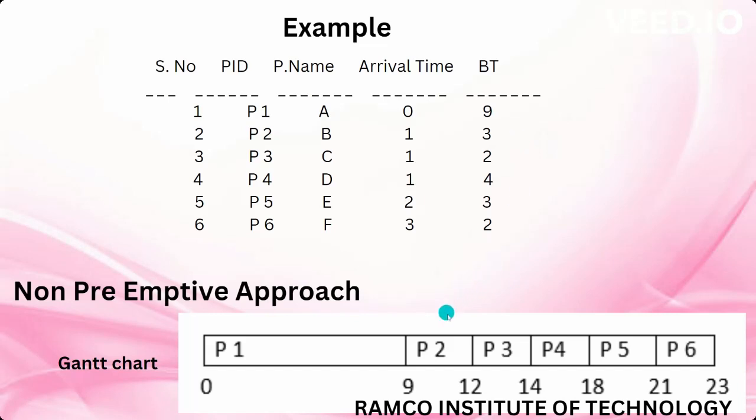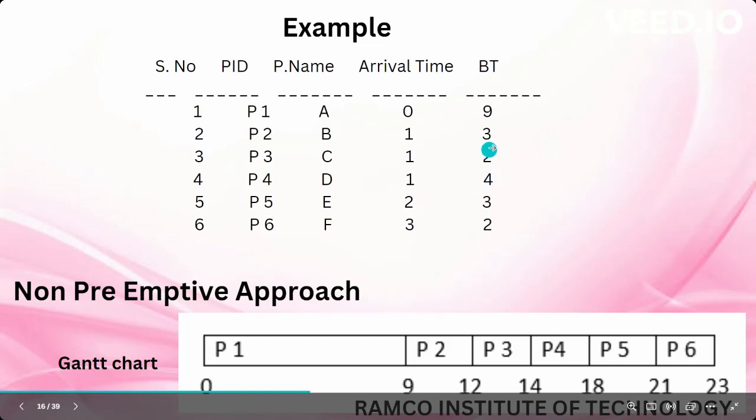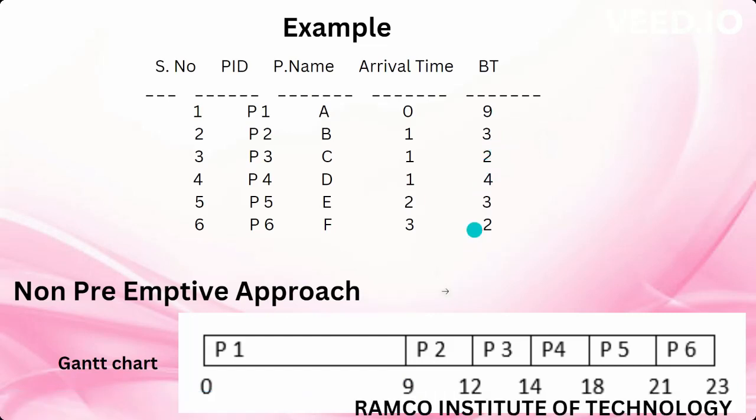So the completion time of P2 is 12, that means 9 plus 3, since the burst time of P2 is 3. The next process will be P3. P3 will be executed for the next 2 units of time because the burst time of P3 is 2. From the table we can identify the burst time of each process. So P3 will be executed for the next 2 units of time, and the completion time of P3 is 14.